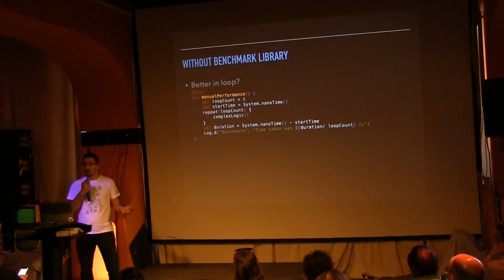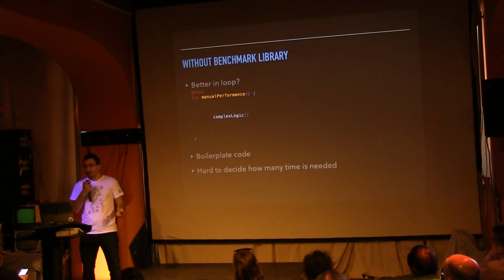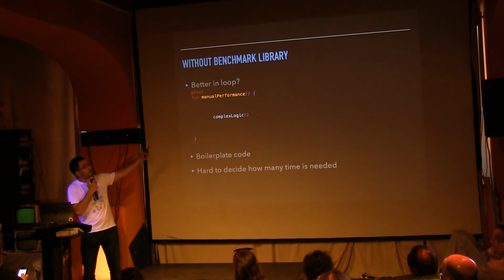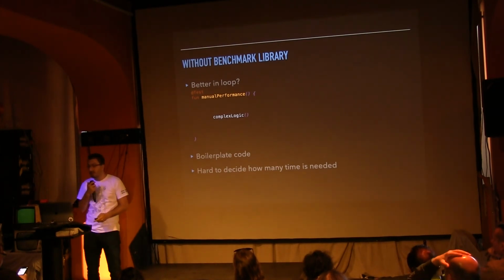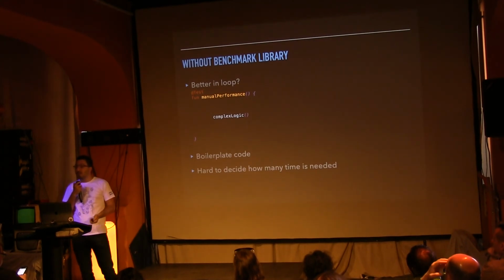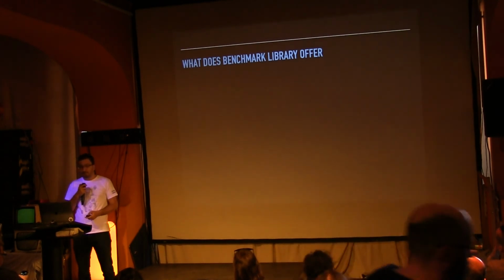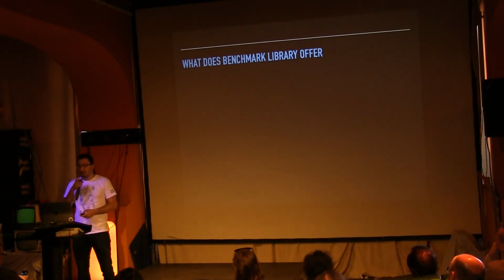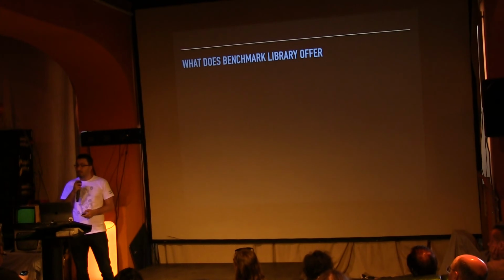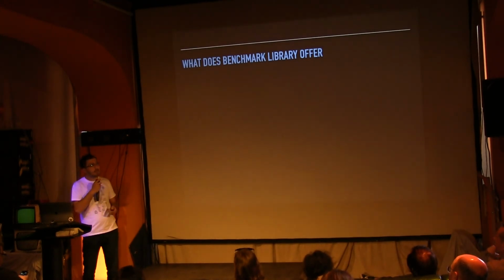But that's also not helpful, because this includes lots of boilerplate code. This is the only place we would like to care about. This is the only logic we would like to measure. And it's hard to decide how many times we would like to run the loop. I can say 10 for one use case, but it can be 1,000 for a really small use case. So what does the Benchmark library offer us to improve our performance analysis?